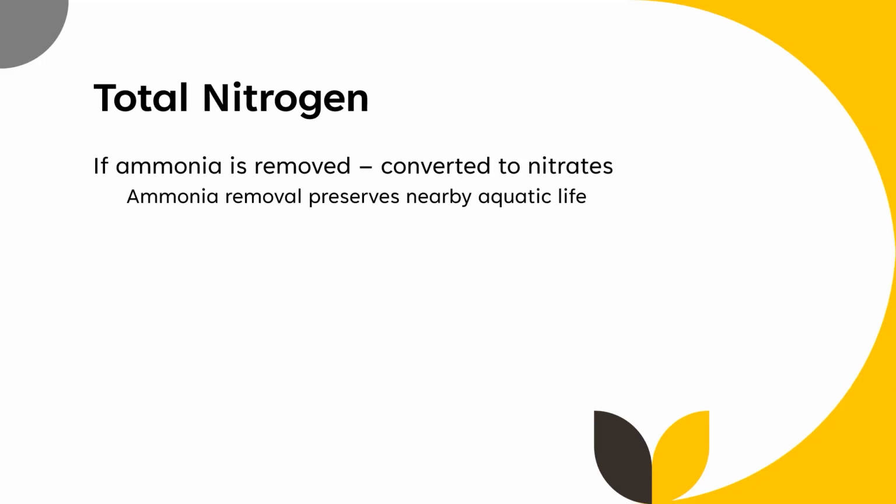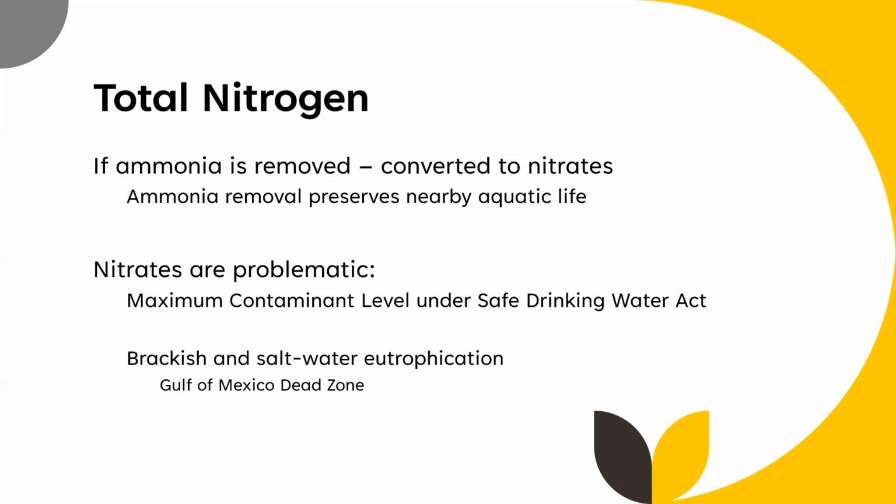You convert ammonia, which is toxic to organisms near the outfall of your plants, to nitrates. Nitrates are typically not toxic at the amounts you would see to freshwater organisms, so that's good for them. However, all of that nitrogen is still basically in the water, just in a different form. Nitrates are problematic themselves, but in different ways than ammonia.